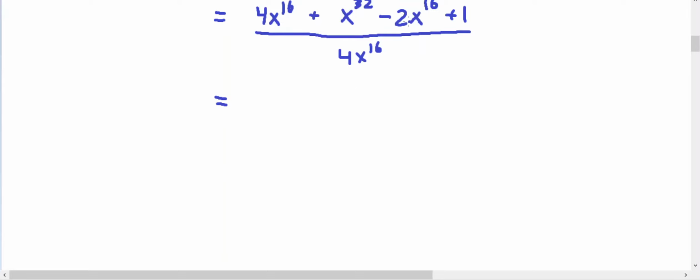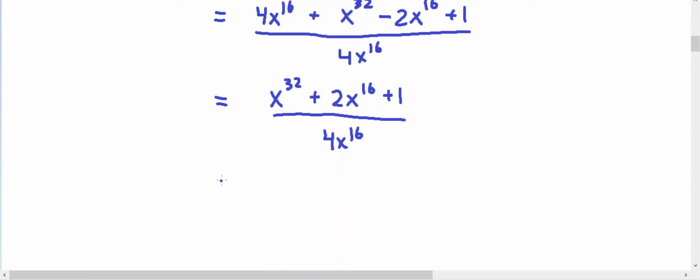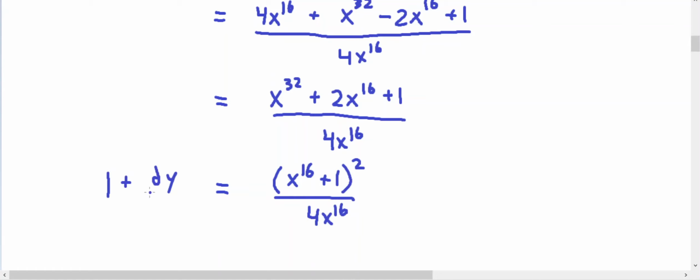Some of these terms will cancel out. So 4x to the 16 minus 2x to the 16. And let's rewrite it in descending order. X to the 32 plus 2 x to the 16 plus 1 all over 4x to the 16. And one last step, we recognize that this is quadratic in the term x to the 16th. So we can rewrite it as x to the 16th plus 1 quantity squared all over 4x to the 16th. And so this represents, again, 1 plus the quantity dy dx squared.